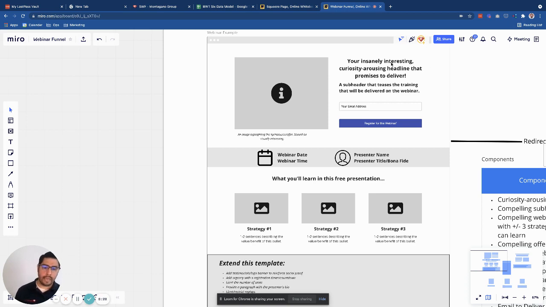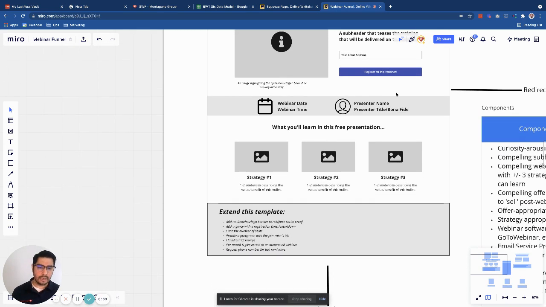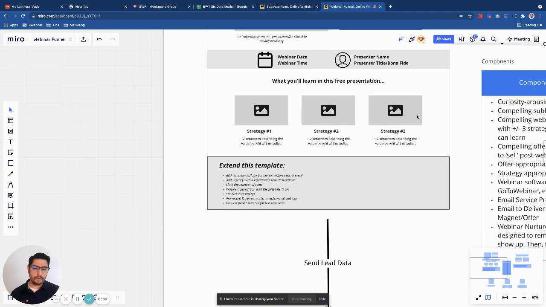So compelling headline and subheader, the date and time, presenter bona fides, or is it bona fides? I think it's bona fides. And then the 3 strategies that somebody will learn from the particular webinar.